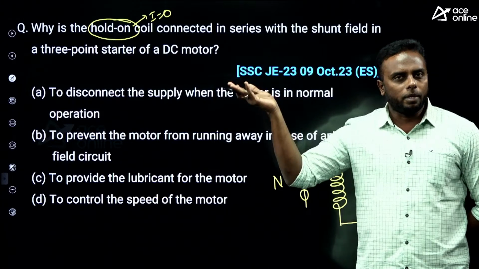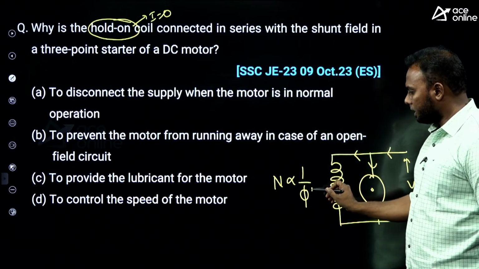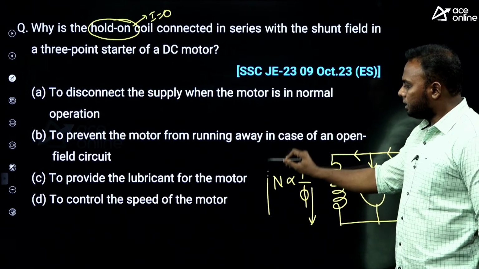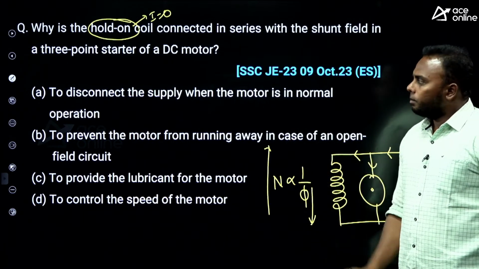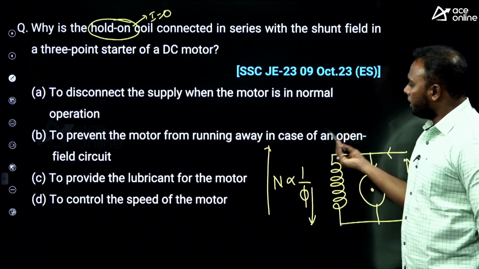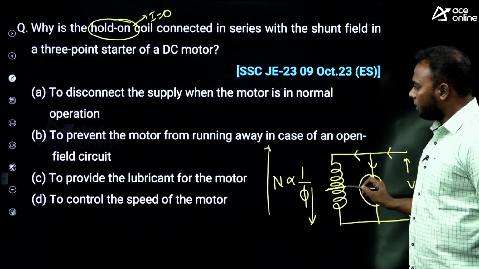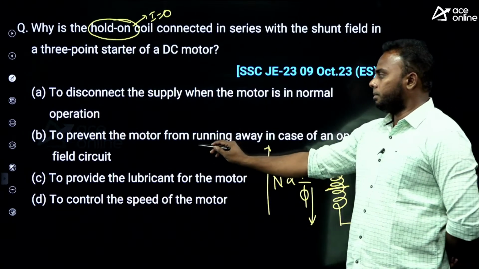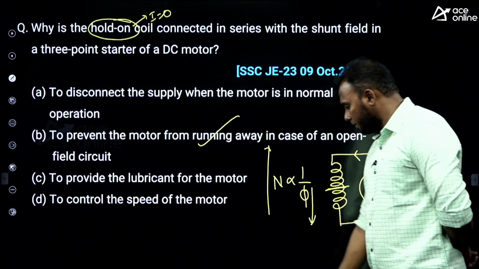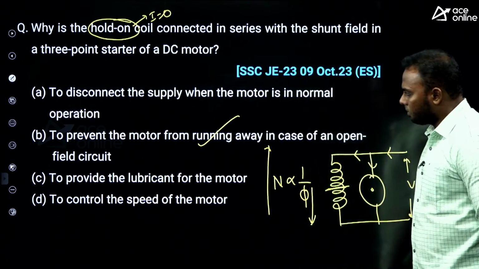Means sudden high speed it may attain, otherwise if it is not connected, due to this reason flux is almost becoming 0, speed is dangerously high. But as it is connected, automatically it will prevent the motor from running away in case of open field circuit. Whenever field opens, it will protect. So option is B here. Okay, next question.